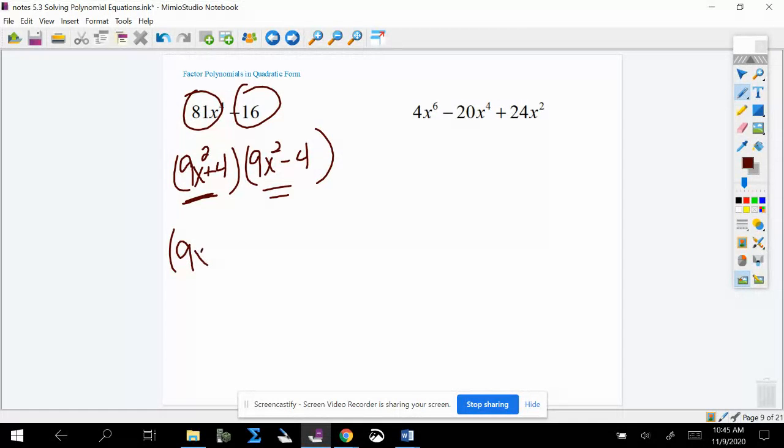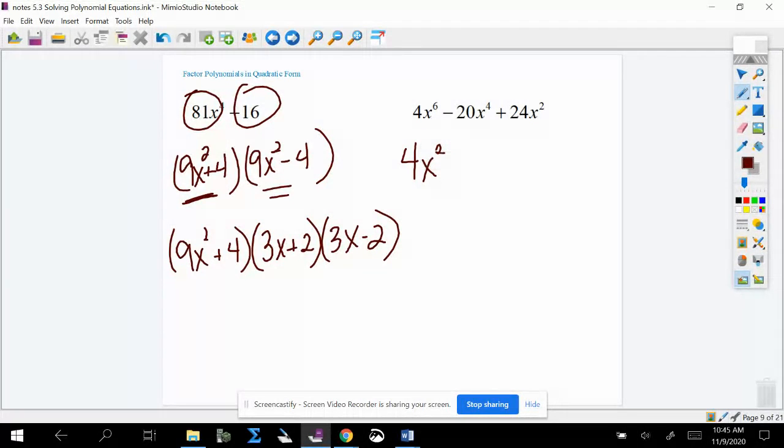So my final answer with this: the 9x squared plus 4 doesn't change. This one factors 3x plus 2, 3x minus 2, because it is another perfect square. So this is a double difference of perfect squares. It happens twice. The next one has a GCF. We can take out a 4 because everything's divisible by 4. We can also take out an x squared, which leaves me with x to the 4th minus 5x squared plus 6. Messy. I have 3 terms left.